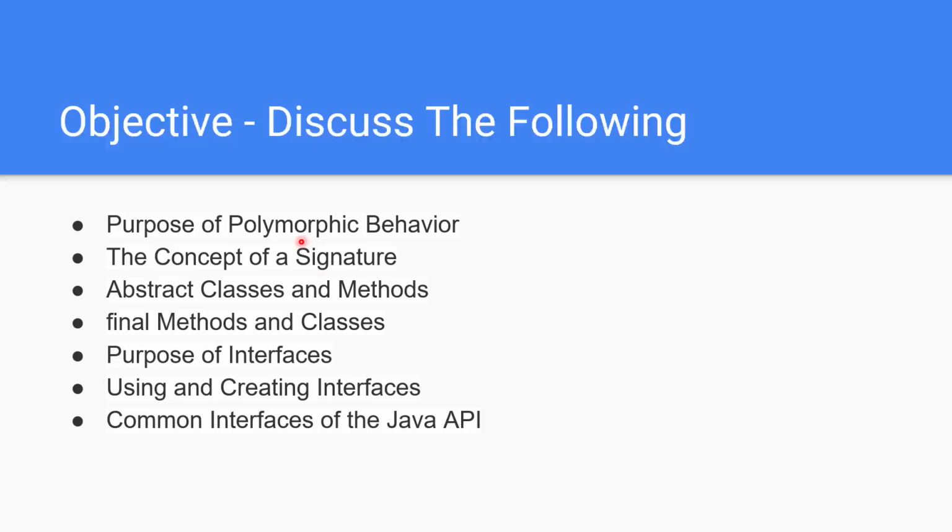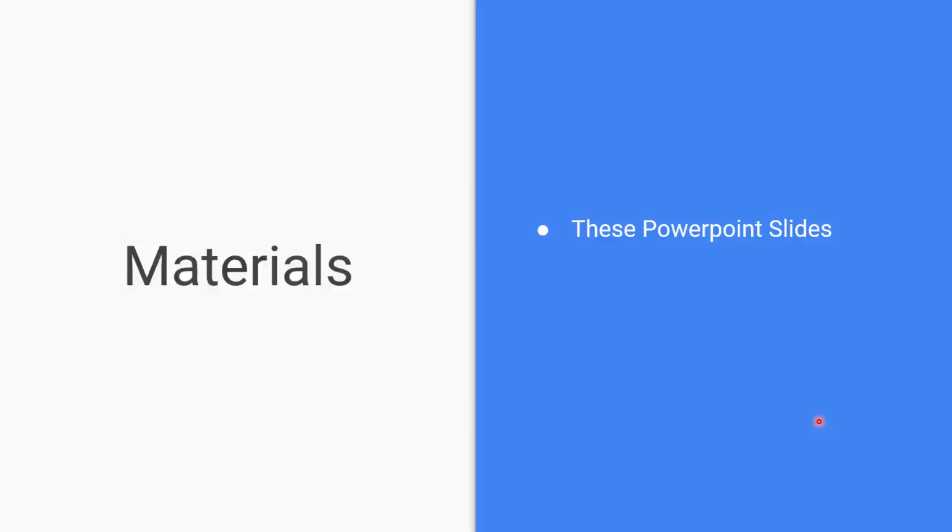Here we're going to talk about polymorphic behavior, the concept of a signature, abstract classes and methods, final methods and classes, purposes of interfaces, using common and creating interfaces, and common interfaces of the Java API. The materials we need are just these PowerPoint slides.